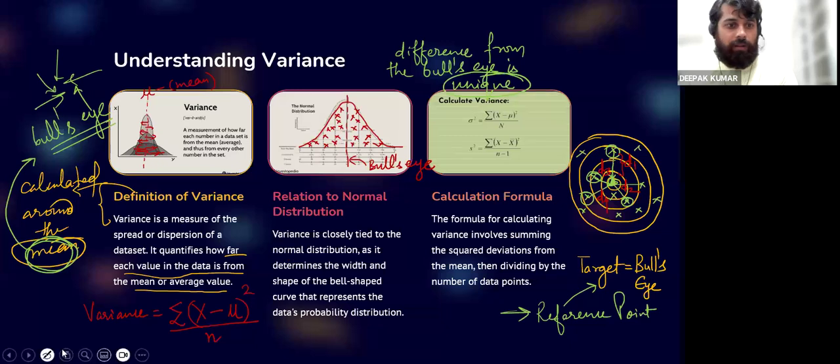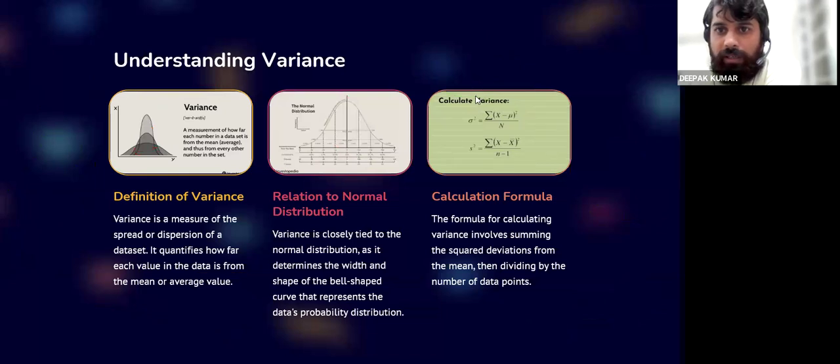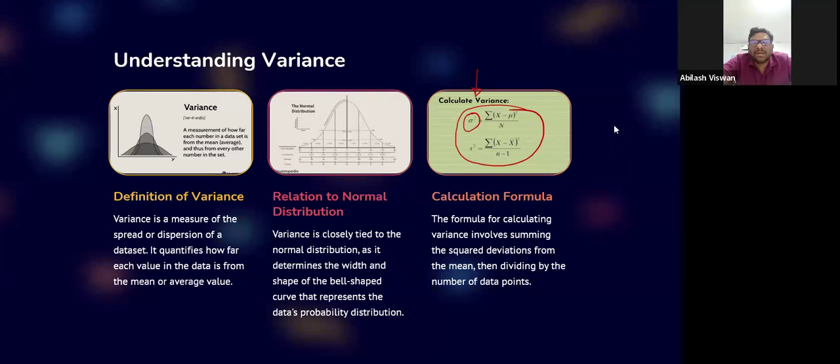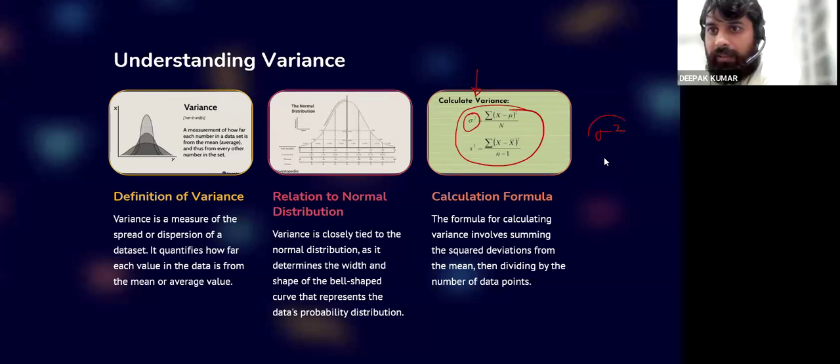Let me give you a proper reference. If I erase everything, can you see the calculate variance formula here? Yes or no? This is called sigma square. Sigma square is termed as variance. Why sigma square? Because of the square term it contains. And because there is a square term, even in the calculation, the square term will be calculated.